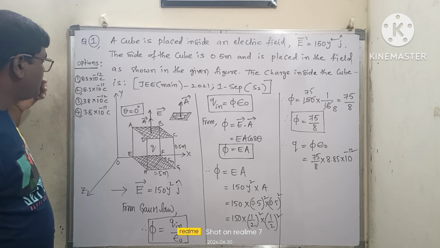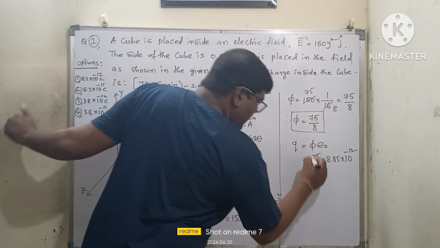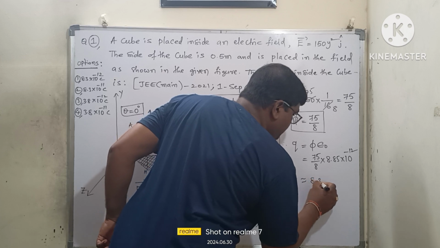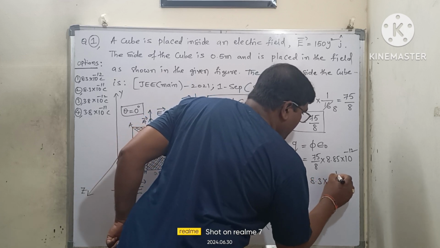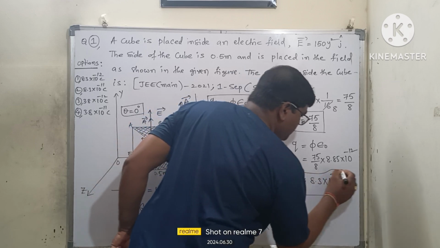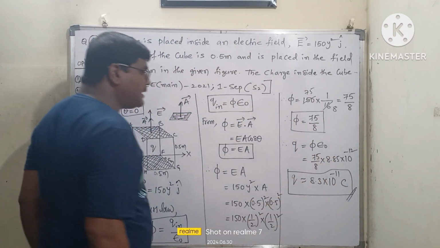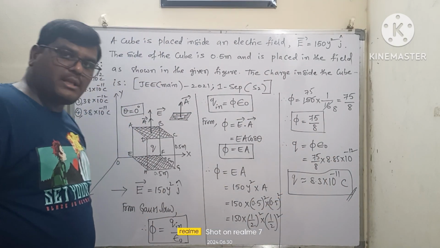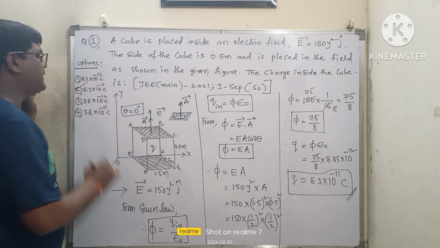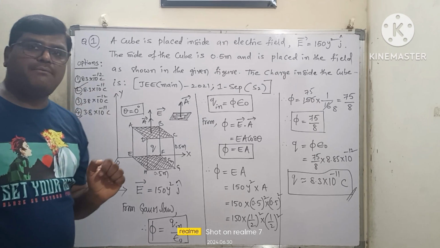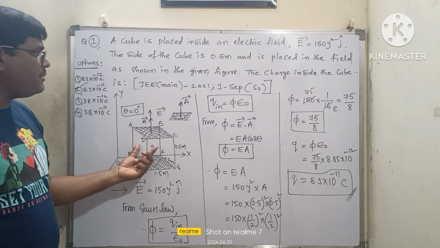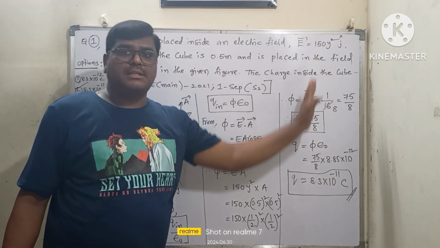So from the options, we can easily choose that it is nearly equal to 8.3 into 10 to the power of minus 11 coulombs. We can choose the option directly without calculation and easily understand which option is correct. So this option is correct. This is the way we can find the electric charge inside the cube if the electric field is given.